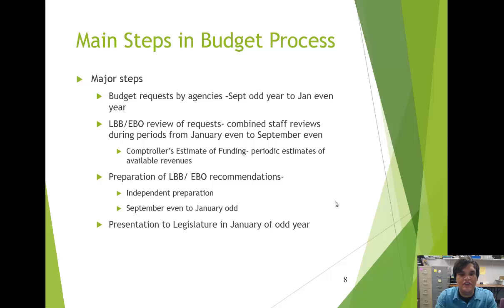You have preparation by the Legislative Budget Board and the Executive Budget Office. You have their recommendations. You have their independent preparation. So the Legislative Budget Board and the Executive Budget Office will prep the budget for the next consideration based on the requests that they receive, and that's done from September of an even year to January of an odd year. And then you have the presentation to the legislature in the January of the odd year. So even though the budget process and the budget consideration started years in advance, later on in the next year it'll be presented to the legislature for consideration.